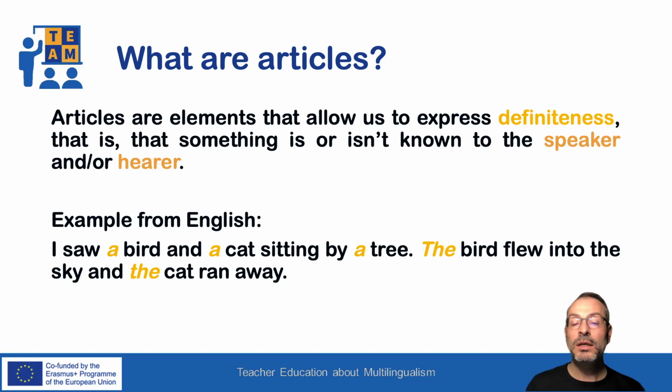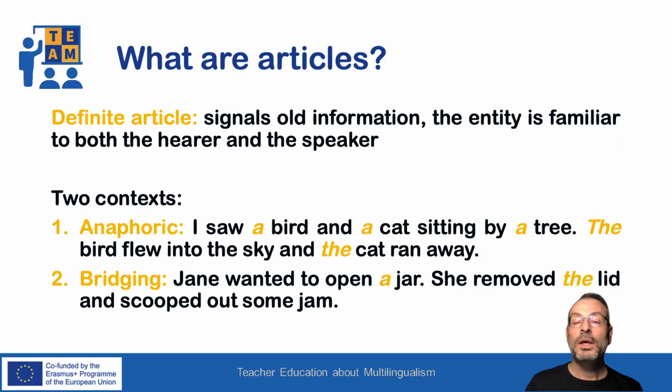This is why the speaker then can say, "The bird flew into the sky and the cat ran away." So the speaker now is using the definite article because they are both known to the hearer. So the definite article is used when someone or something is known to both the speaker and the hearer, and in that way it signals old information. The example we saw earlier with the bird and cat is called anaphoric because with the definite article we refer back to entities we have introduced before.